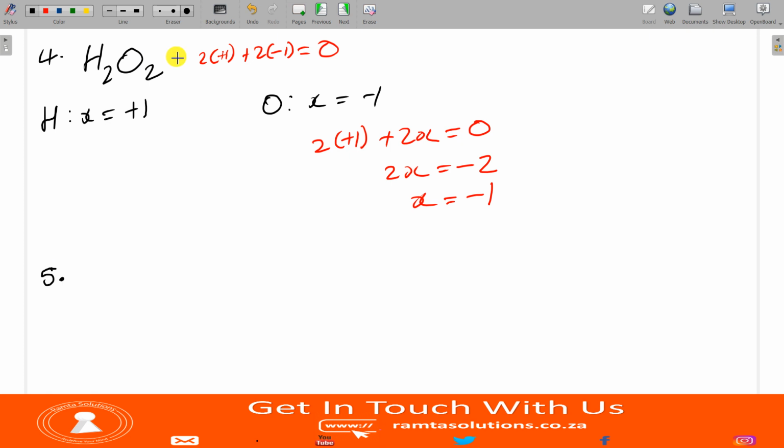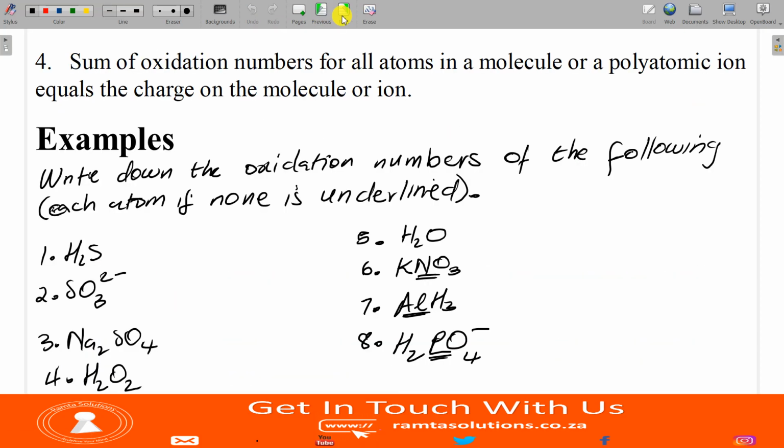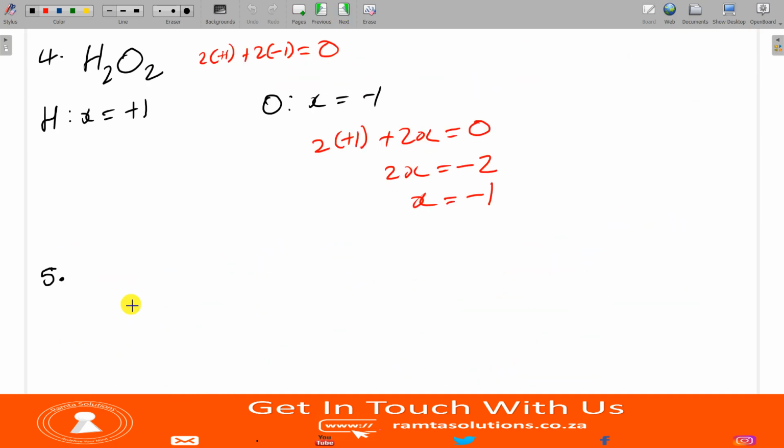All right, now let's look at number 5. Number 5 is H2O. I didn't underline any. So the question we're going to ask ourselves here is, what is the oxidation number of this? I think I should leave you guys to calculate this. This is straightforward to calculate, isn't it? You know the oxidation number.